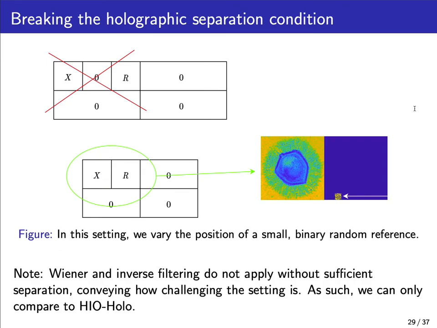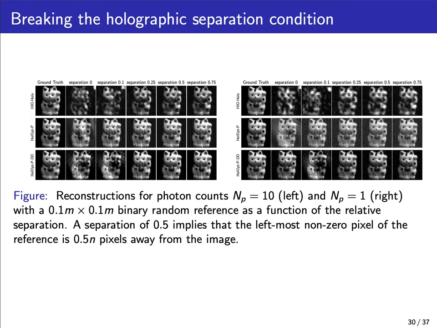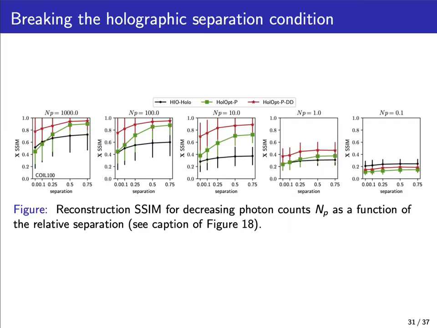Another setting we test is actually breaking the holographic separation conditions. So we eliminate the zero spacing between X and R, and we even use a very small reference, which we move closer and closer to the image. So we're breaking all manner of holographic separation conditions. Wiener and inverse filtering don't even apply here, which gives some sense of how challenging the setting is, but of course our method is quite general. We can automatically differentiate through any forward model with the Poisson maximum likelihood, and we can only compare to HIO. And we see that both of our methods do far better than HIO, which is the only possible baseline, and this is also verified by the SSIM.